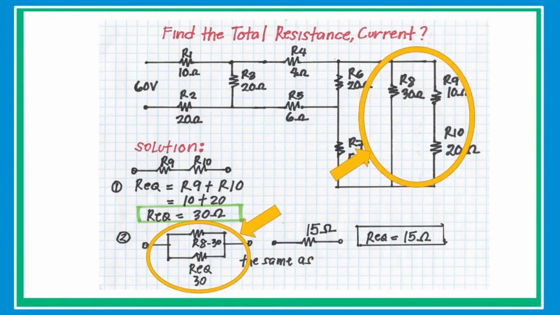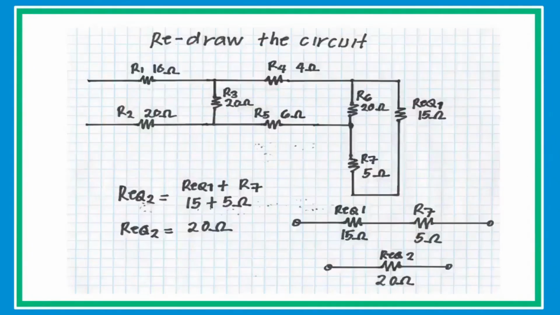Since R9 and R10 are connected in parallel to R8, 30 ohms, and they are both the same value of 30 ohms, then simply get the half of the value, which is 15. Then redraw the circuit to simplify. After you redraw the circuit, you are going to analyze again how to collapse. Since the R equivalent and R7 are connected in series, you can add them.